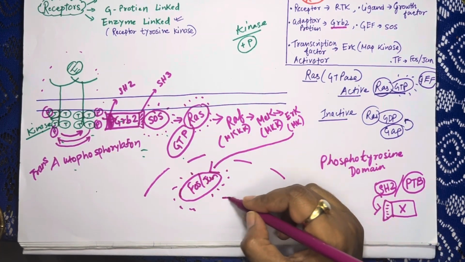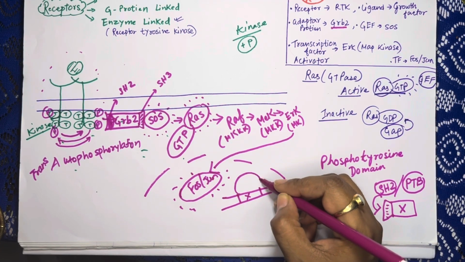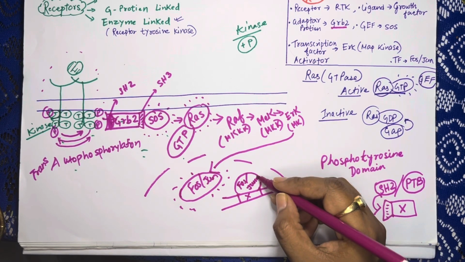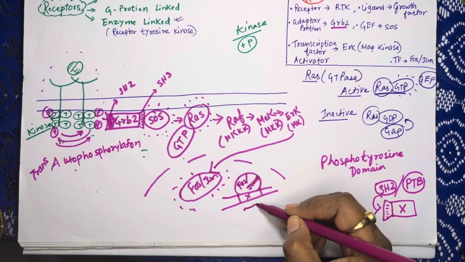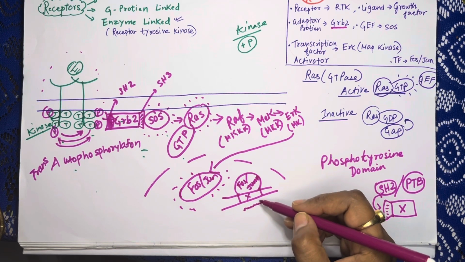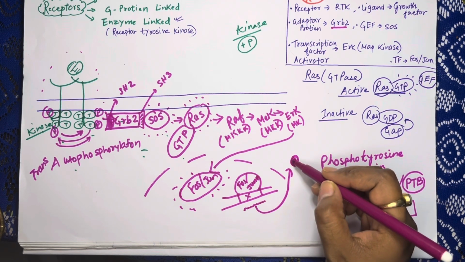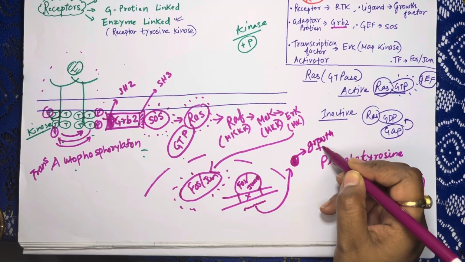When Fos and Jun are active, they will go and sit upon a specific gene of DNA. Fos and Jun will help in activation of such a gene of DNA. It will help in transcription of such a gene which will make a protein in the cytoplasm, and this particular protein will be some growth factor.